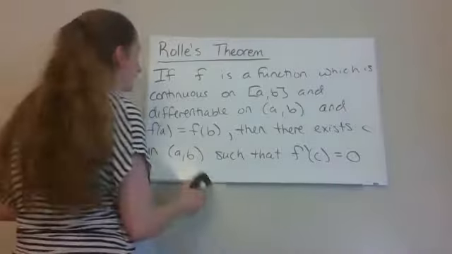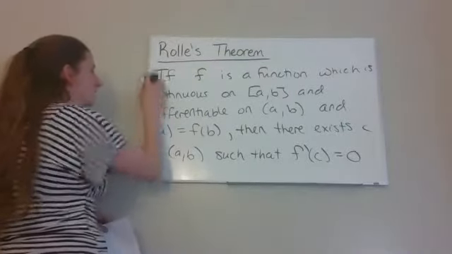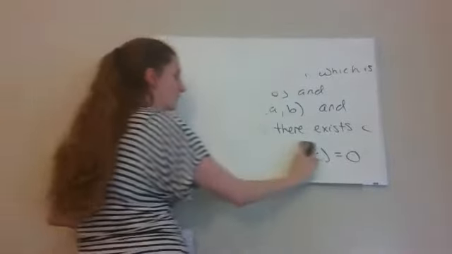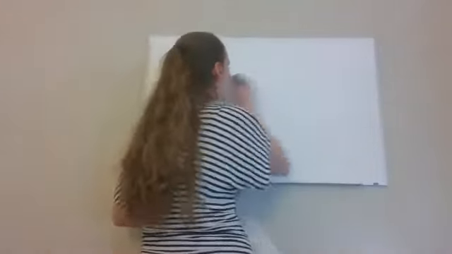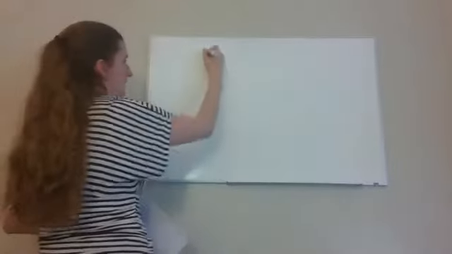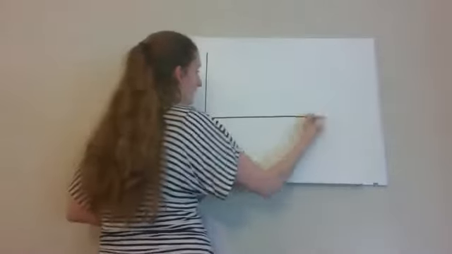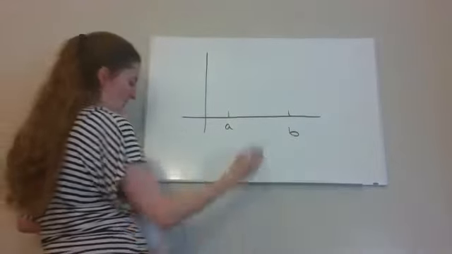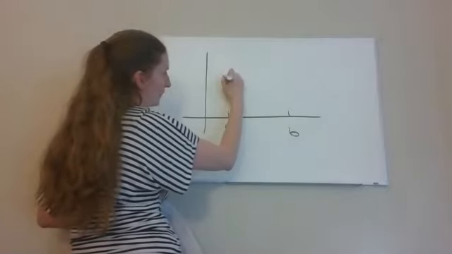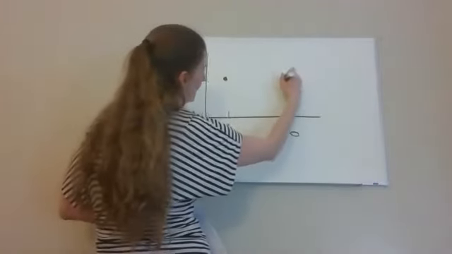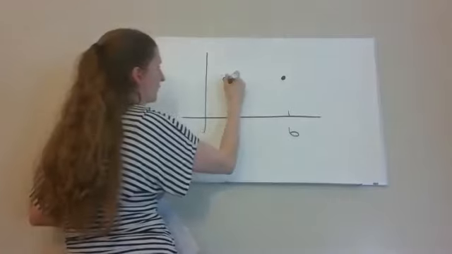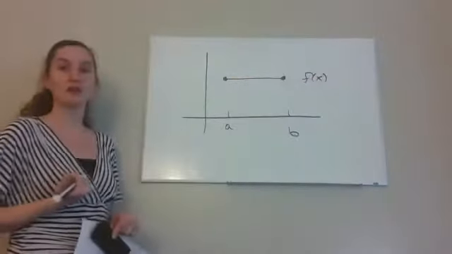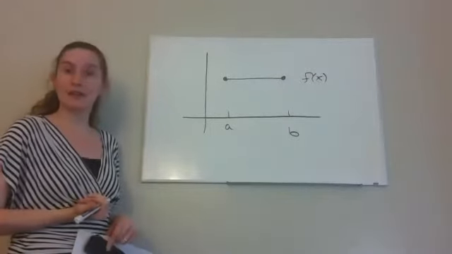So I'm not going to prove Rolle's theorem for us today, but I am going to draw a couple pictures to convince you that this is a true statement. So here's an interval a to b, and I'm just going to draw a very basic example first. There's f of a, f of b, and I'm just going to have a nice boring function, a nice horizontal line. So let's just say that's our function f.